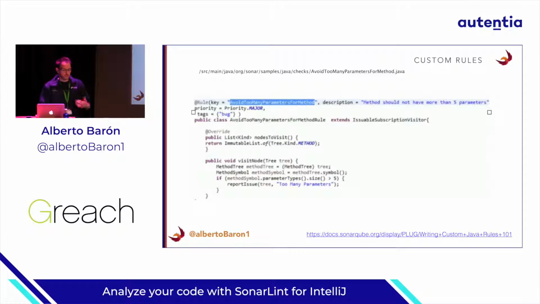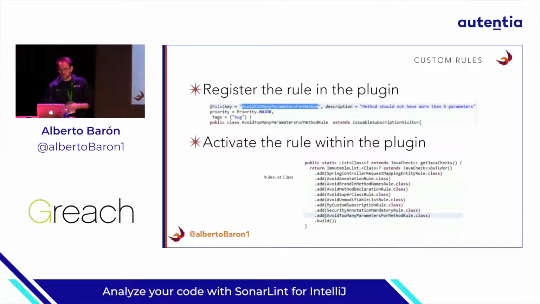Okay? So once you have created your own rule, you have to register the rule in the plugin. You do that with the annotation @Rule, and you only have to indicate a key and can indicate the description, the priority, or the tags. And after that, you have to activate it within the plugin. To do that, we have a RulesList class, and inside we have a method called getJavaChecks, which contains all the rules which are in the plugin. So you only have to add it here inside this method.